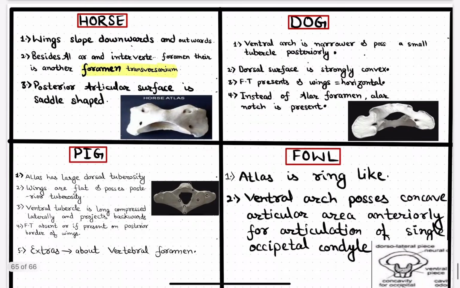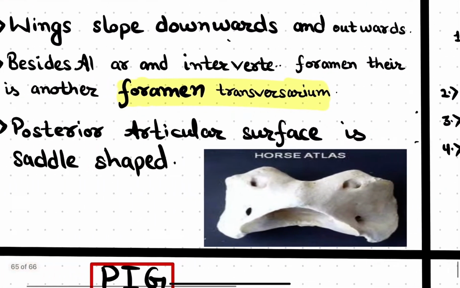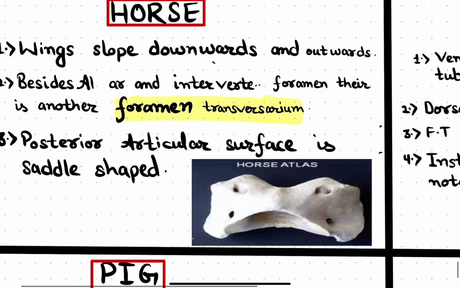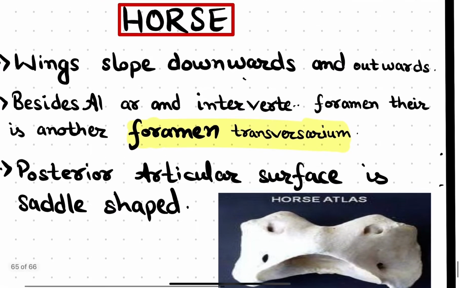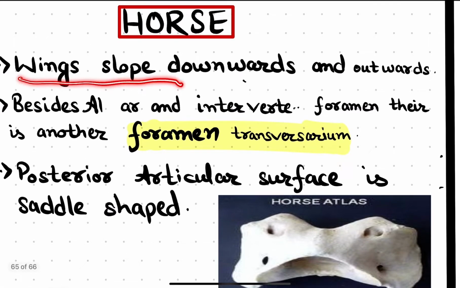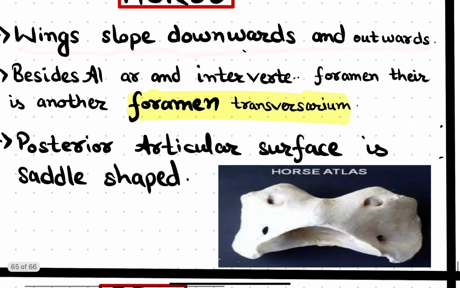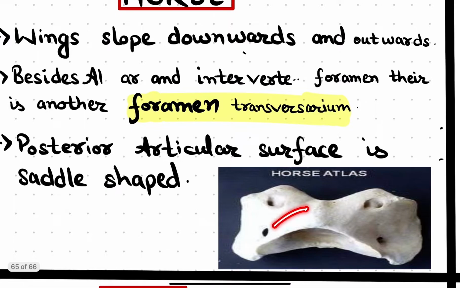Now let me come to the important point, that is the species difference. Let me tell you first about the horse. So what are the differences in the horse? The wings in the atlas of the horse slope downwards and outwards. So it is not horizontal, it slopes downwards and outwards. You can see downwards and outwards.